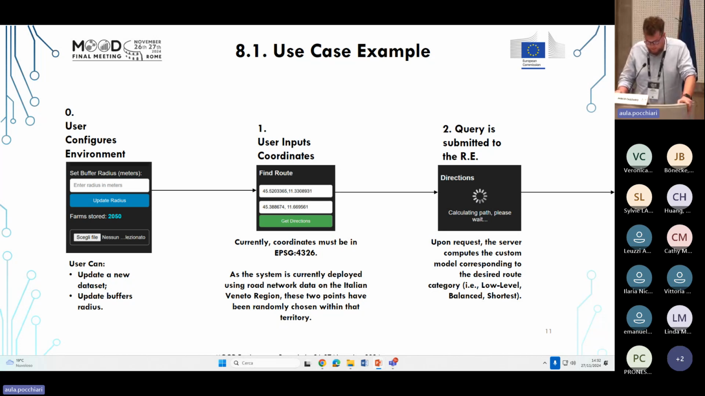The user inputs the start and end coordinates. To be completely fair, we have now updated the application in such a way that it also accepts textual addresses, and it uses a service to translate these addresses into coordinates in EPSG 4326. The query is submitted to the routing engine that, alongside the custom models provided, tries to determine the low-risk, balanced and shortest routes.